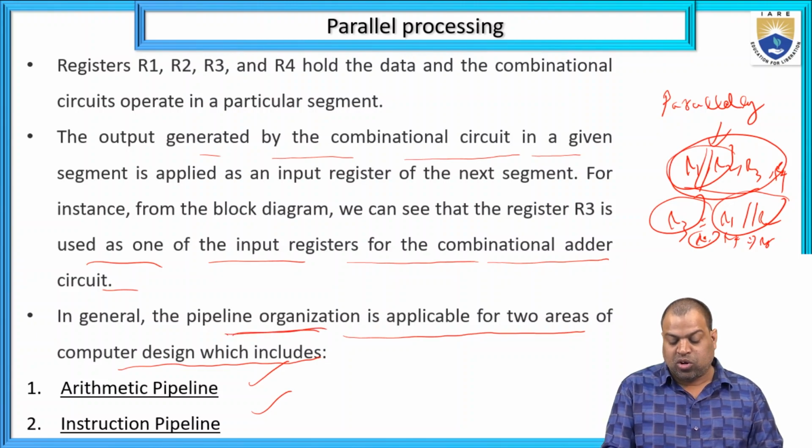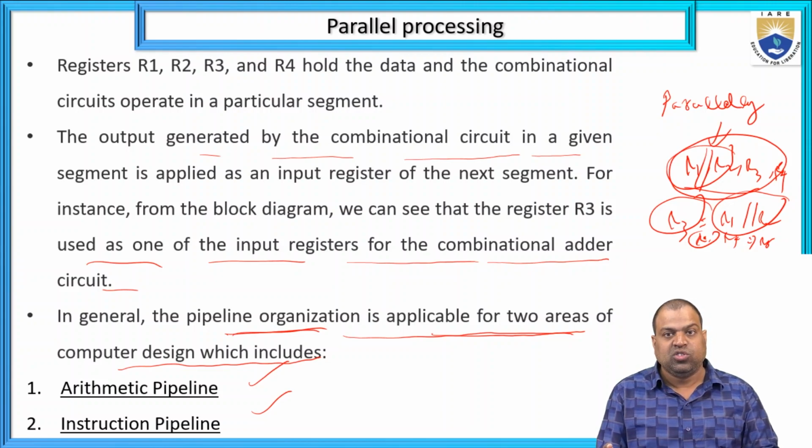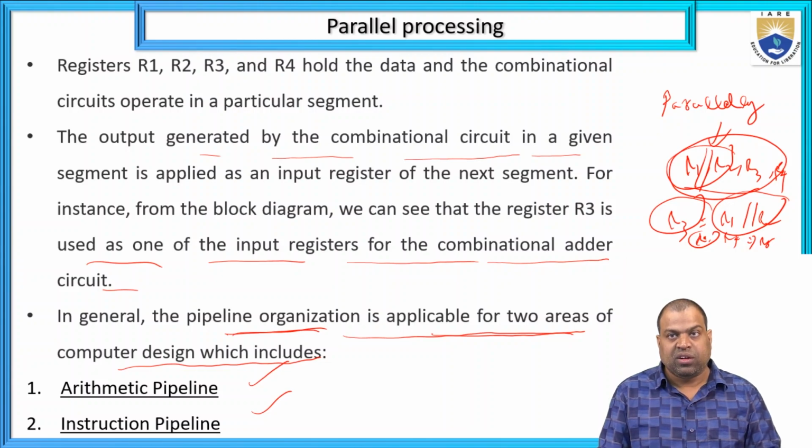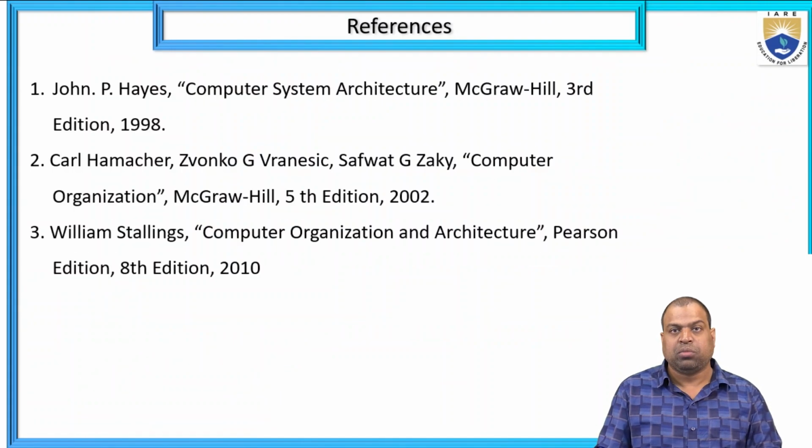Generally, pipeline organization is applicable for two areas. Majorly, the pipeline is used for arithmetic and instruction. So when we are using pipeline processing, that is parallel processing, we need arithmetic and instruction. When I have to perform a program, or sub operations, or operations, majorly we need an arithmetic pipeline and an instruction pipeline.